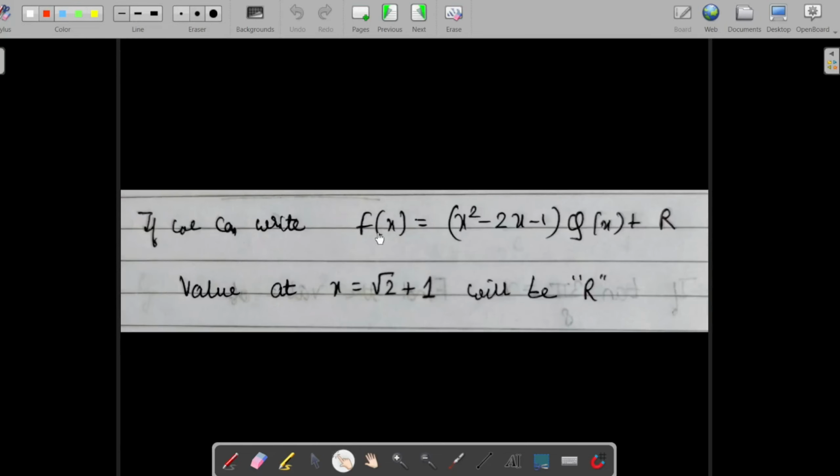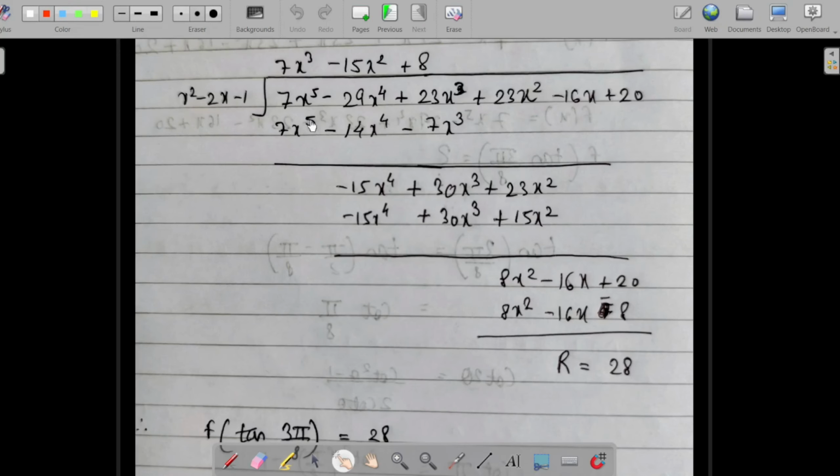So if you can write f of x is equal to x square minus 2x minus 1 into some other polynomial q of x plus r, the value at x is equal to root 2 plus 1 will be r. So our required answer will be this value r, this remainder. And then it's simple factorization, or simple division of polynomials, that I think we learned in class 9th CBSE. So simply put that expression here and divide it by x square minus 2x minus 1. I think all of us know how to do this, right?